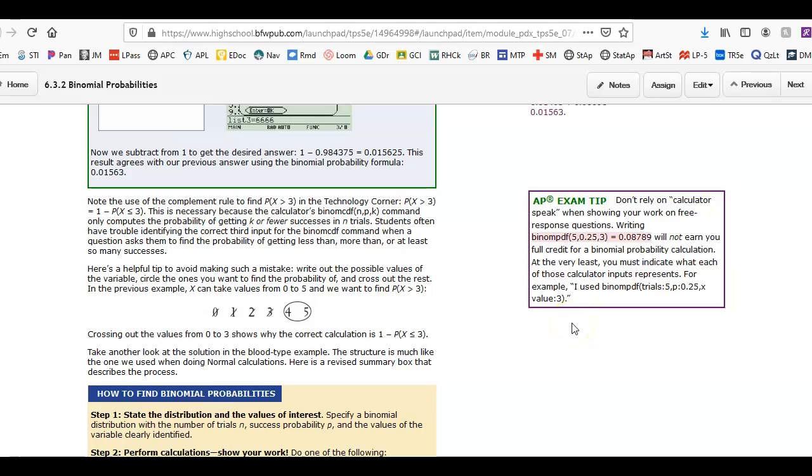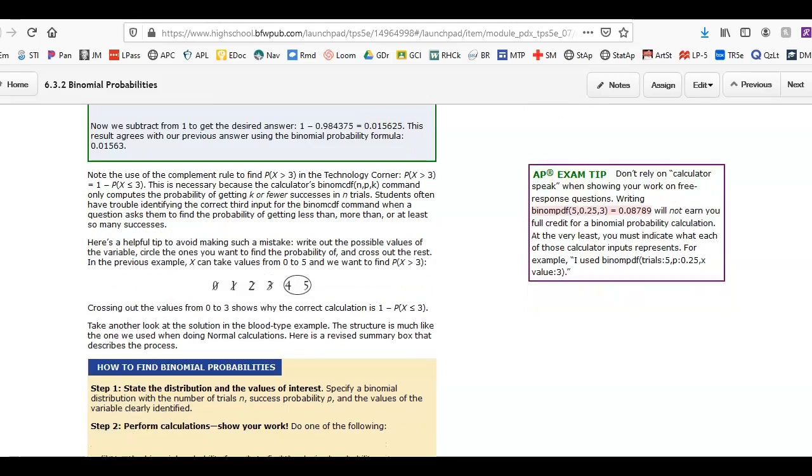At the very least, you're going to have to say like N equals 5, P equals 0.25, K or X, the number of successes, equals 3. Even better, write out your formula, but do the work in your calculator.